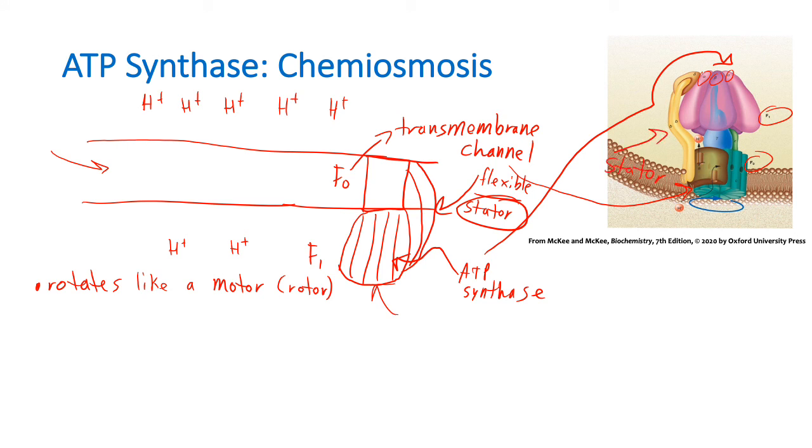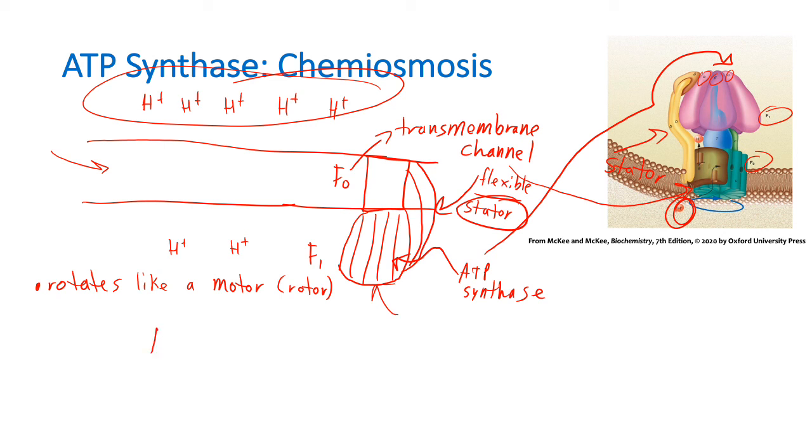So the F0, the part that's the transmembrane channel, the F0 motor converts the proton motive force, because recall that it is touching the high concentration gradient up here, so it's close to it. It converts the proton motive force into a rotational force of the central shaft that in turn drives ATP synthesis.